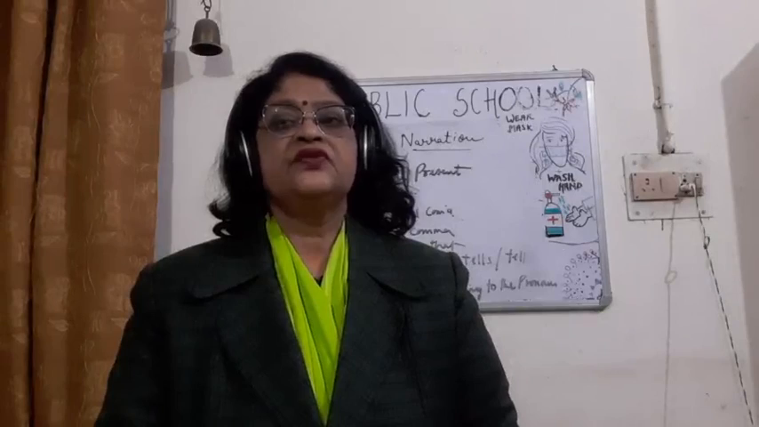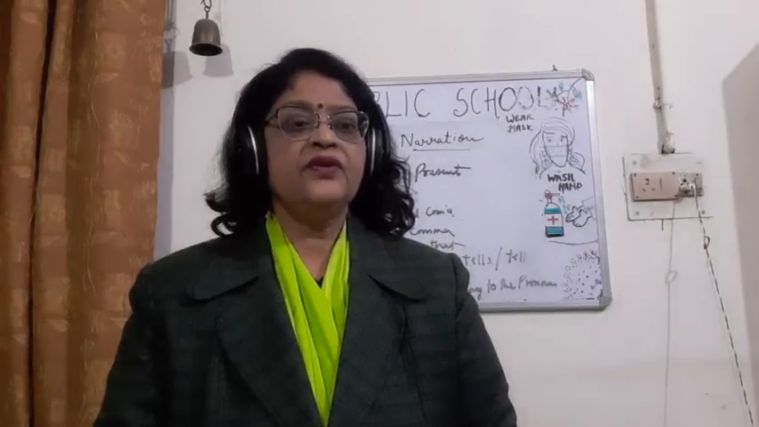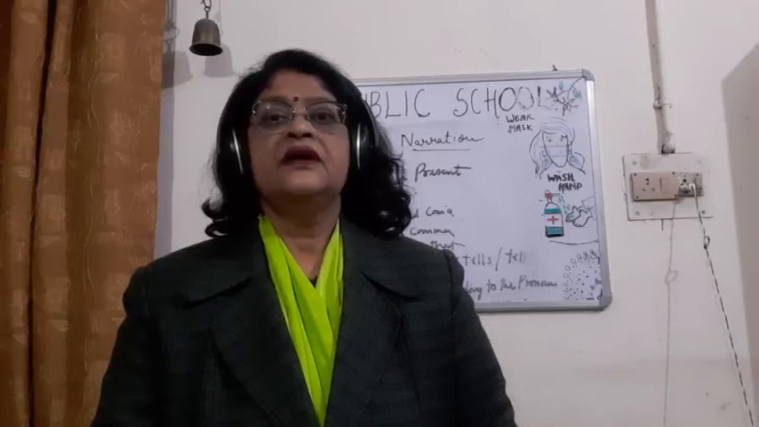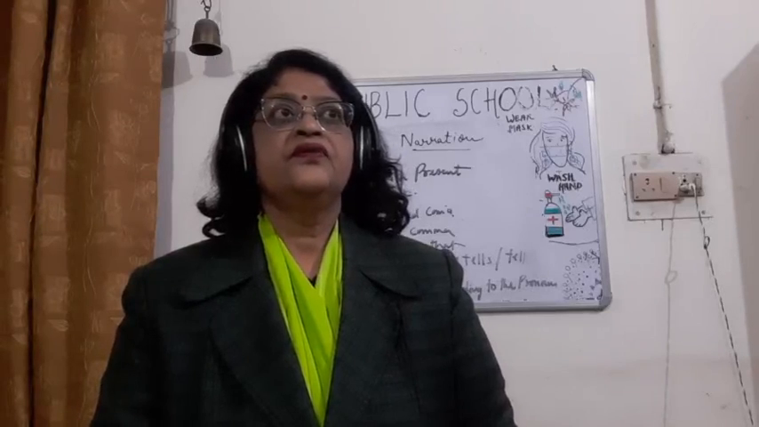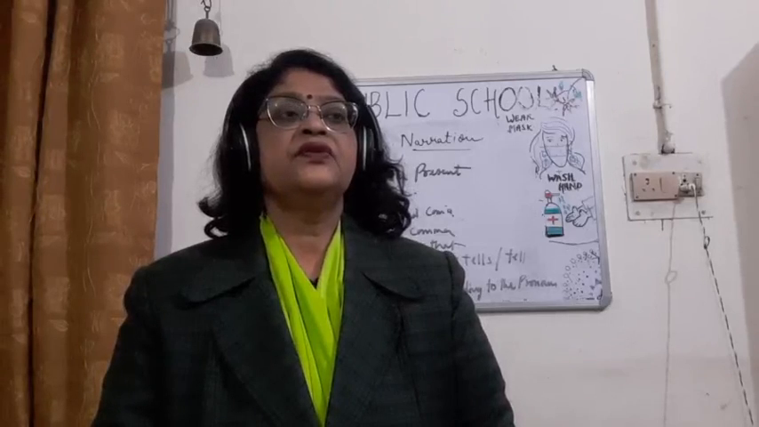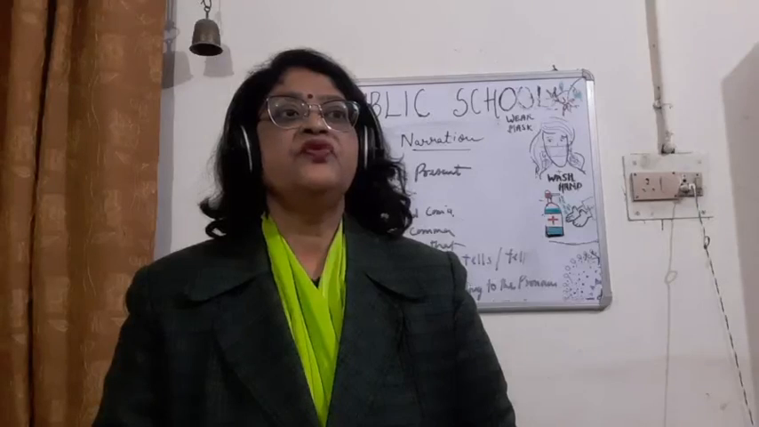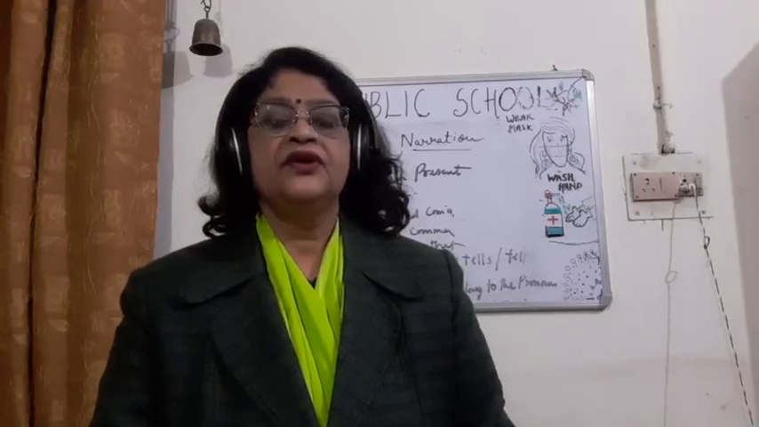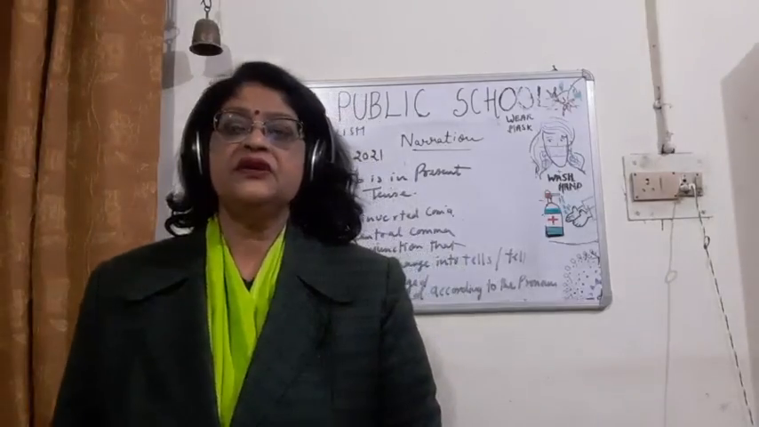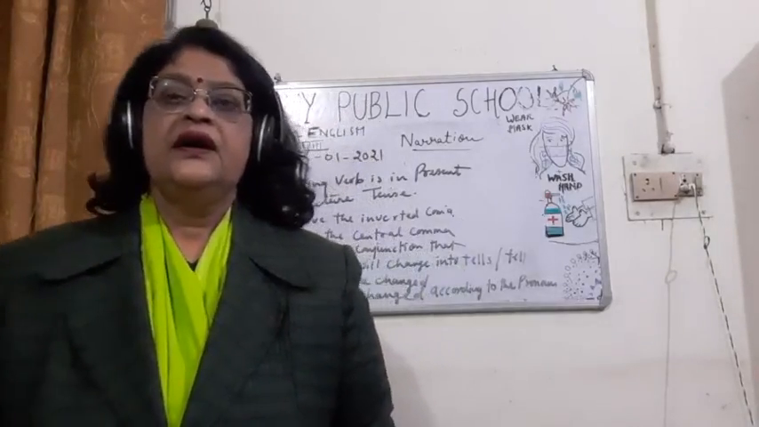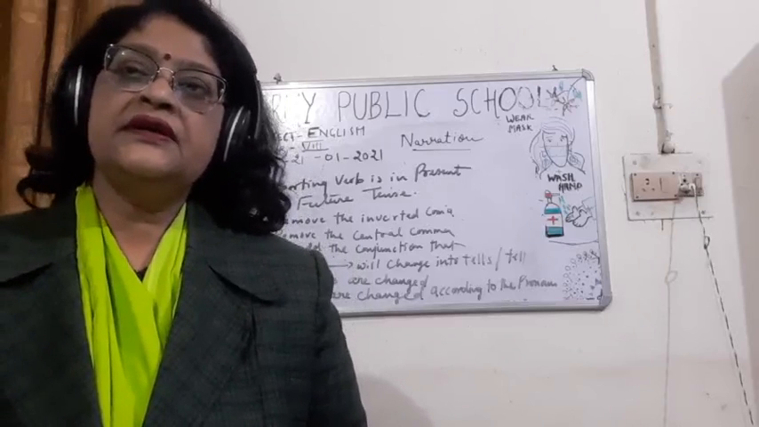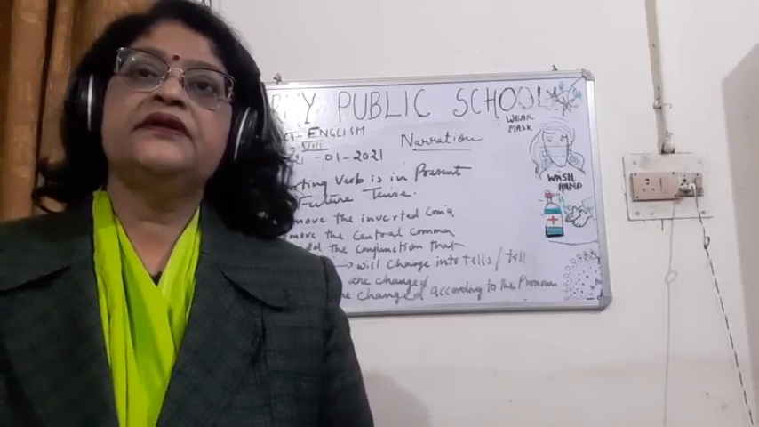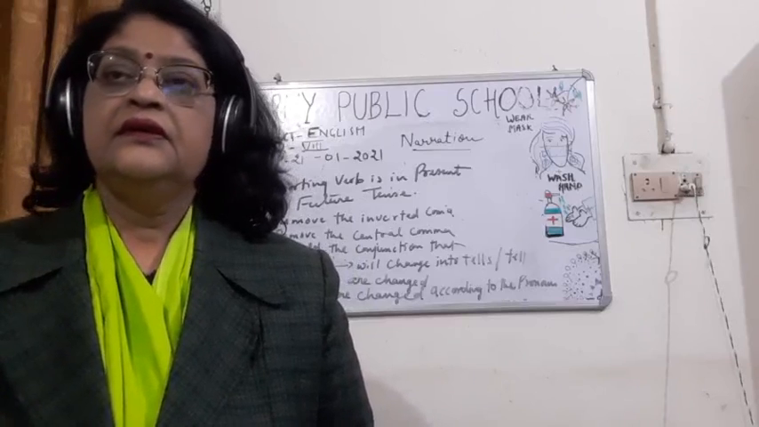Now, first we will start in sequence. First we have to remove the inverted comma. After removing the inverted comma, what we have to see, children? The central comma is removed and we use the conjunction that. What do we use? We use the conjunction that. Okay. Third thing. What is the third thing, children, here? The third thing here is that.